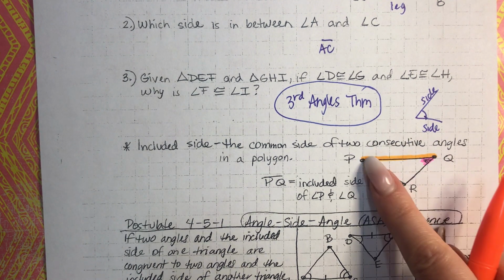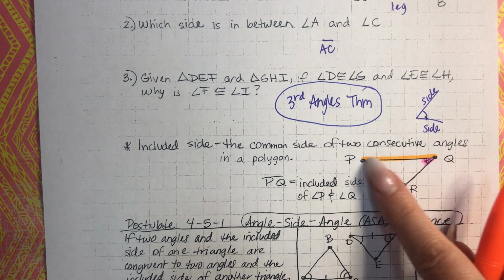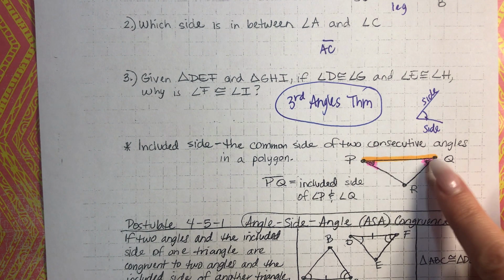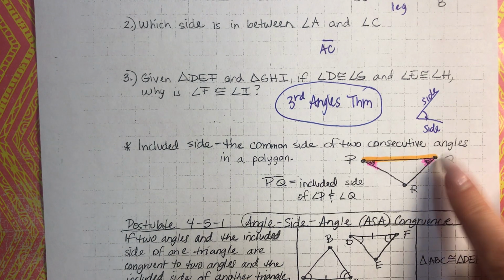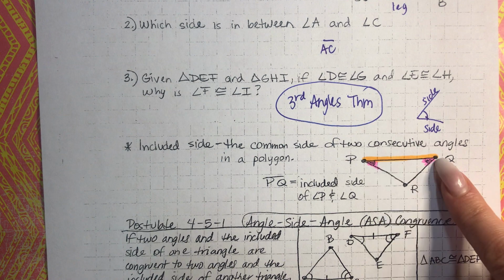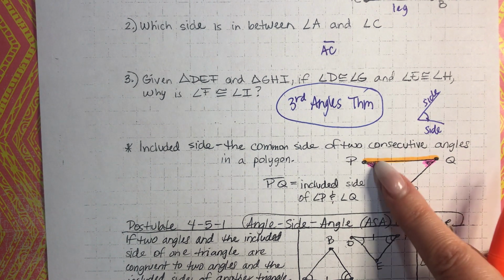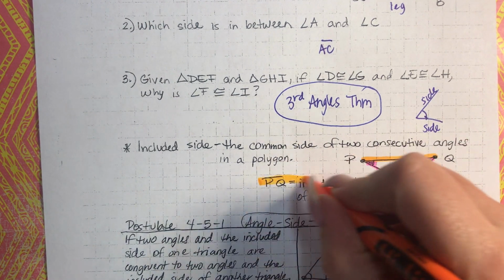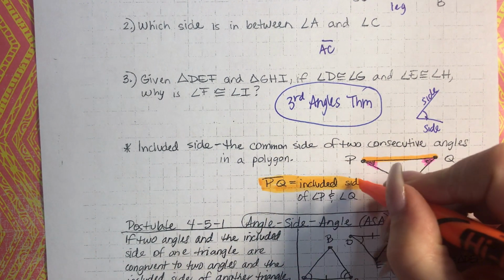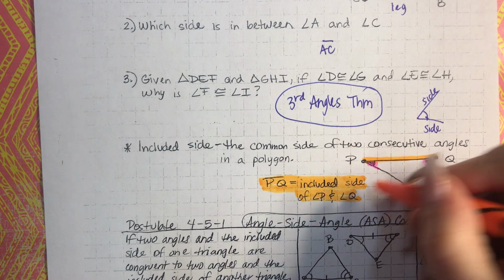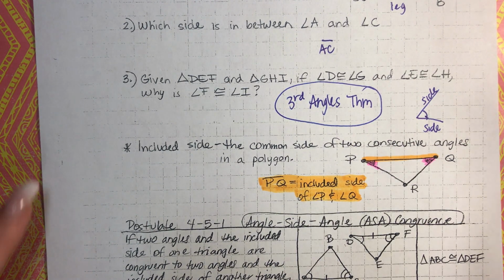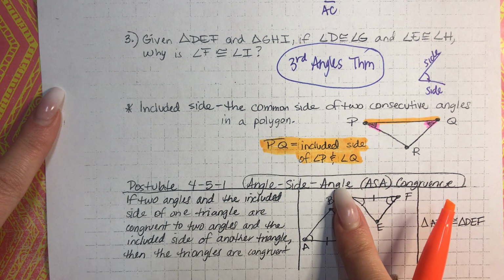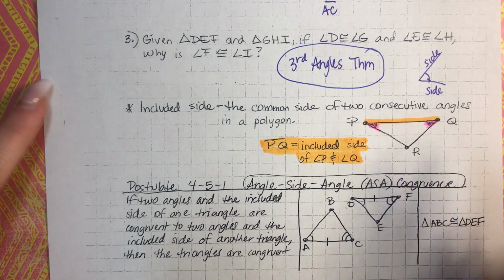An included side, I'm sorry. Included side is a side that's included in this angle and also this angle over here, all right? So PQ is the included side between angle P and angle Q. All right, so we just need that little vocabulary term to learn about our next cheat rule, which is ASA, or angle side angle. And they're really gonna build upon this concept, okay?